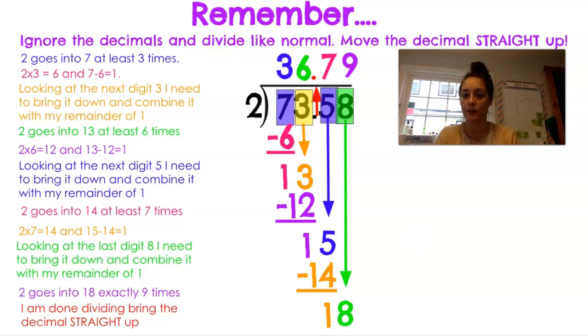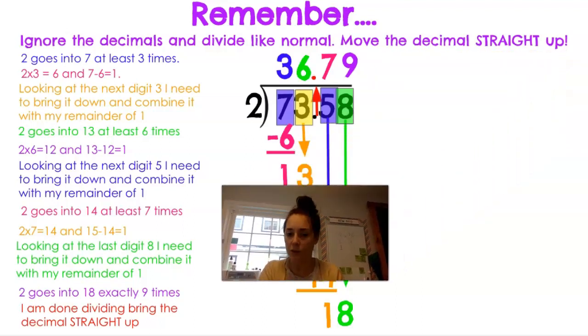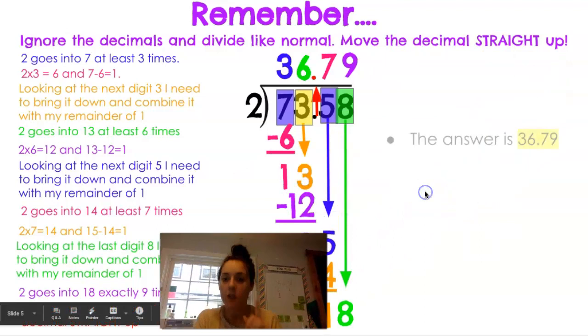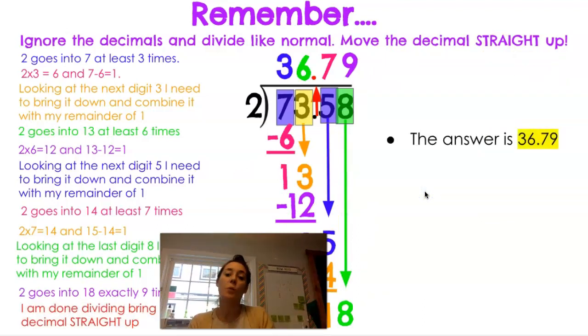Here it comes. All right, I'm going to go move myself over here, because I'm going to put something over here. The answer is 36.79.